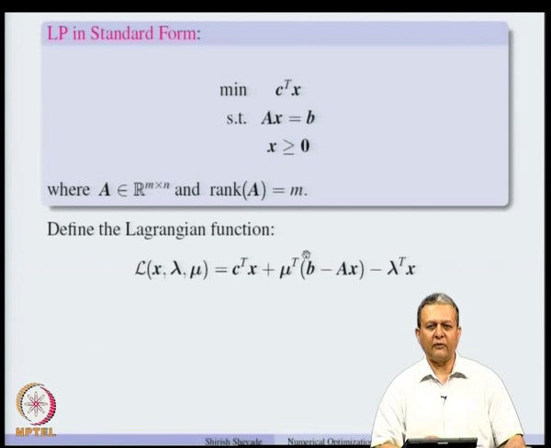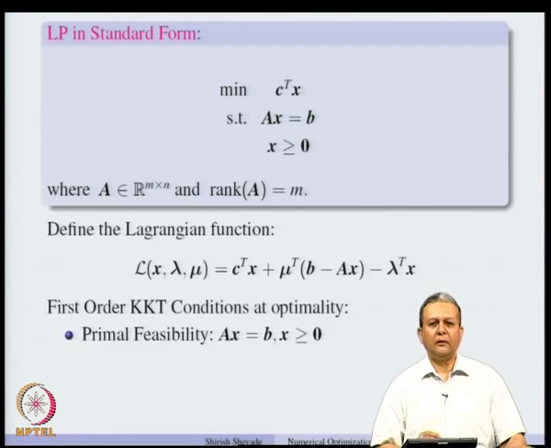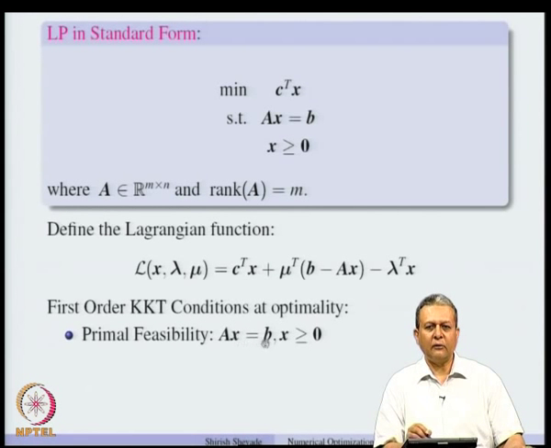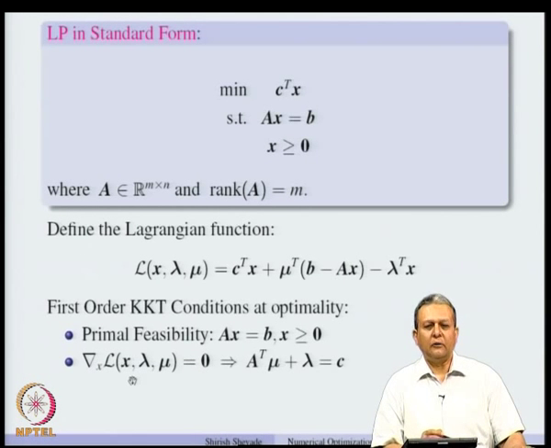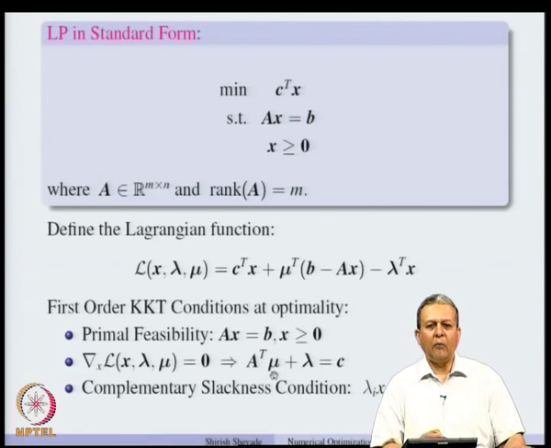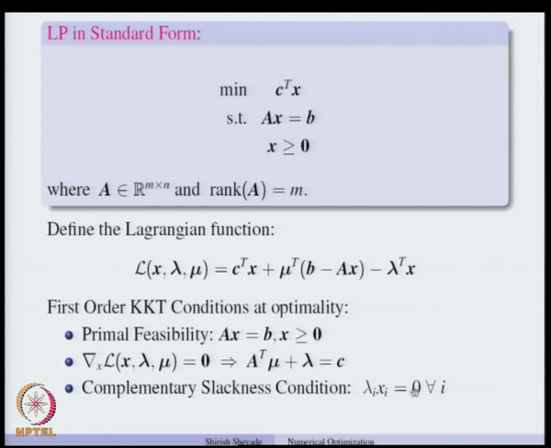Now, if you write down the KKT conditions, we will see that the first order KKT conditions at optimality are that x is primal feasible, which means that it should satisfy Ax equal to b and x non-negative. Then the gradient of the Lagrangian with respect to x should vanish at the optimal point x, lambda, mu. So, that implies that c minus A transpose mu minus lambda will be 0, which gives us A transpose mu plus lambda equal to c, and the complementary slackness condition lambda_i x_i equal to 0 for all i.